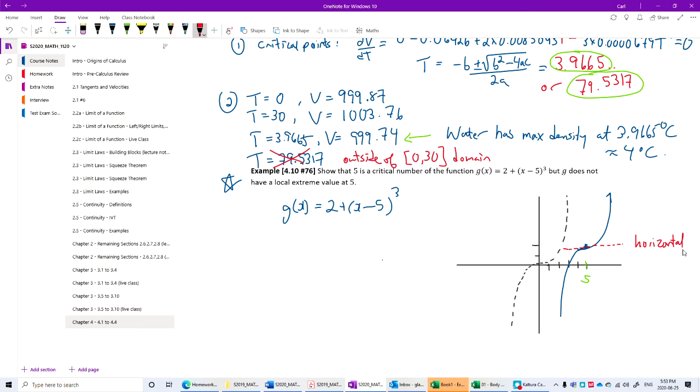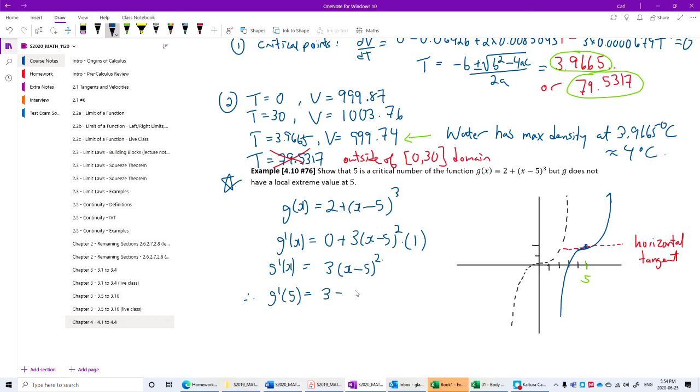Horizontal tangent. Now let's verify that. g prime of x is 0 plus 3 times (x minus 5) squared times the derivative of the inside, which is 1, right? So g prime of x is 3(x minus 5) squared. Therefore, g prime of 5 is 0. You can see that: if I plug in 5, I get 0. So that means 5 is a critical number.